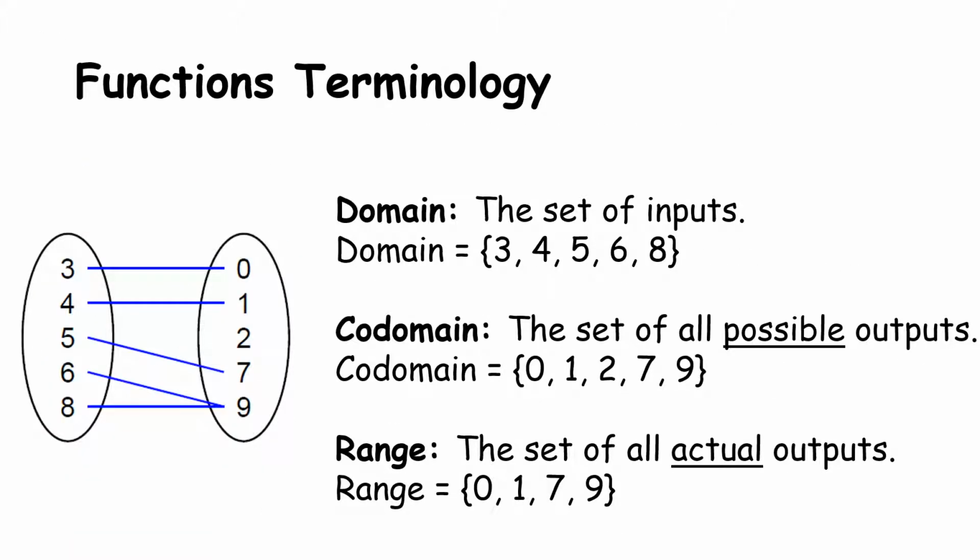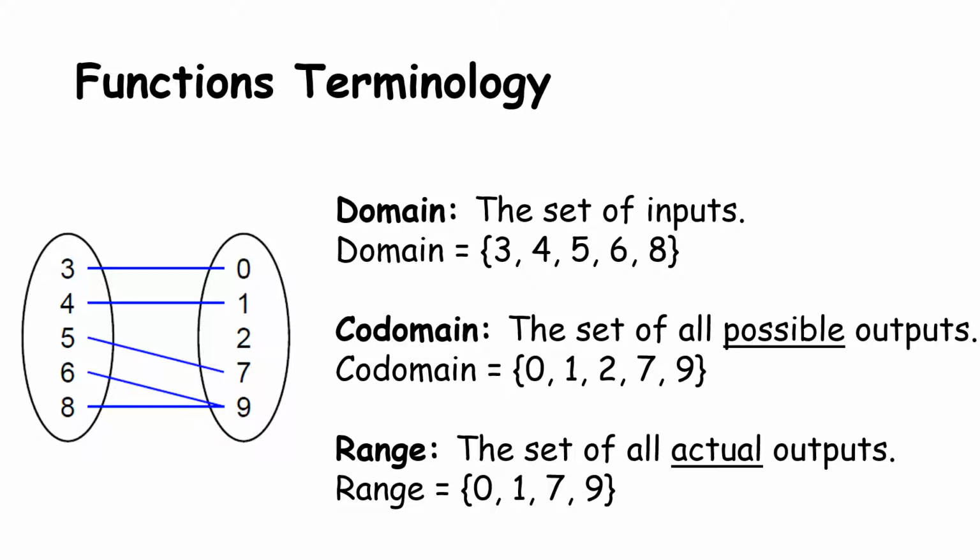So let's look at the terminology in a bit more detail. The domain means the set of inputs. So the domain in this example here to the left is 3, 4, 5, 6, and 8. They're all the inputs, or what we see in the first set in our mapping diagram. The codomain then is the set of all possible outputs. So that's everything we see in the second set of our mapping diagram. That is 0, 1, 2, 7, and 9.